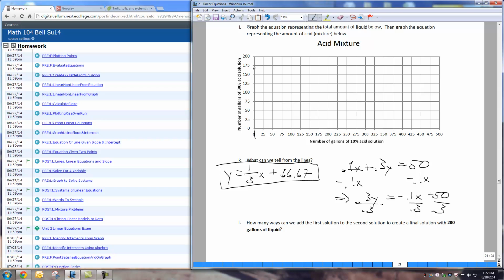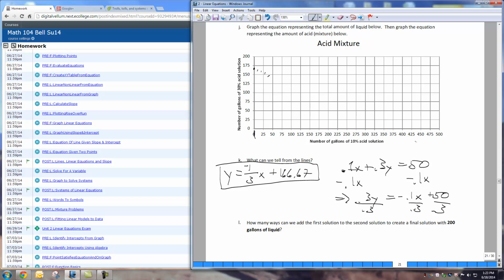Oh, and I've messed up in one place. Look, I lost my negative right here. So this is negative 1/3. So my slope is fall 1, run 3. It's very minute in here because we fall 1 gallon and then run 3 gallons. So about right here, then right here, then right here.